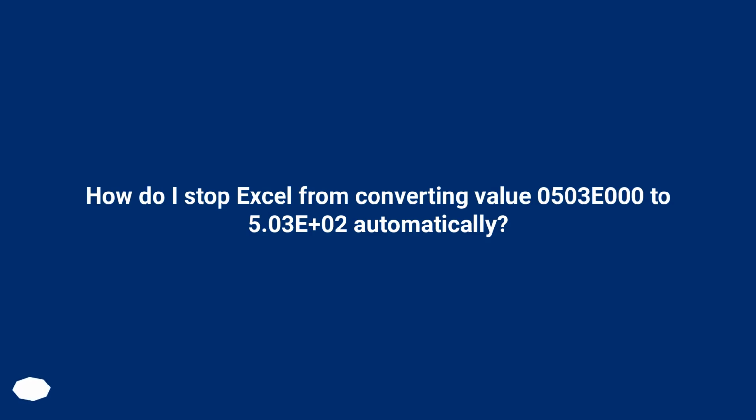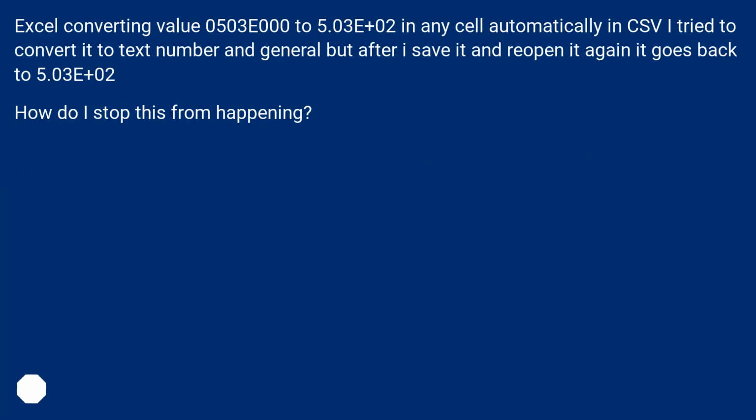How do I stop Excel from converting value 5.03E+02 to 5.03E+2 automatically? Excel is converting value 5.03E+00 to 5.03E+2 in any cell automatically in CSV. I tried to convert it to text number in general, but after I save it and reopen it again it goes back to 5.03E+2. How do I stop this from happening?